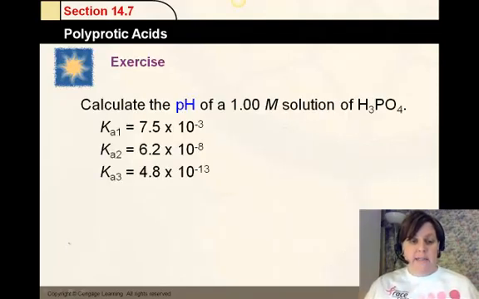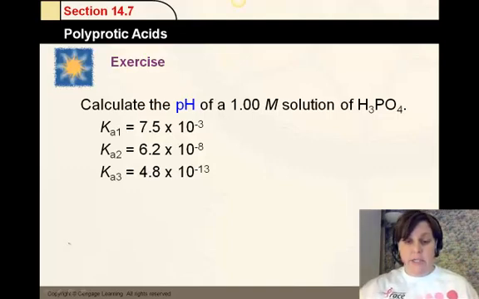So let's look at the pH of a 1 molar solution of H3PO4. Now, phosphoric acid is a weak acid, but it has 3 protons. You can see here the Ka for the first hydrogen is 7.5 times 10 to the negative 3, the second is 6.2 times 10 to the negative 8, and the third is 4.8 times 10 to the negative 13. So how would we calculate the pH?